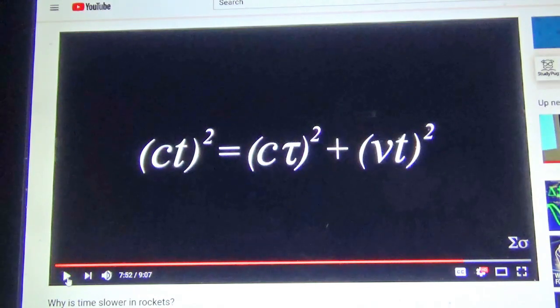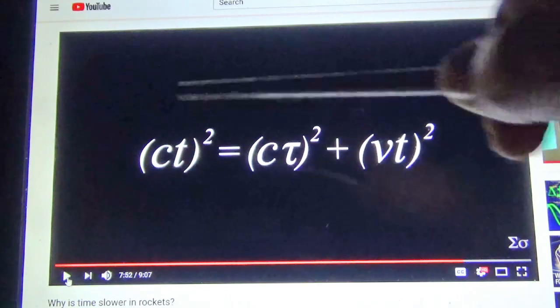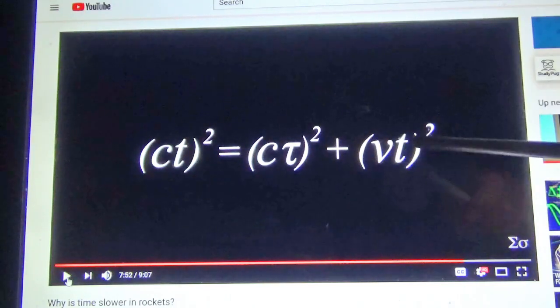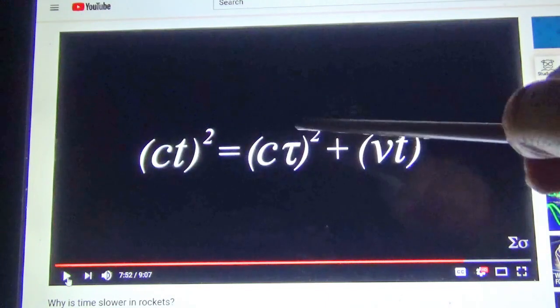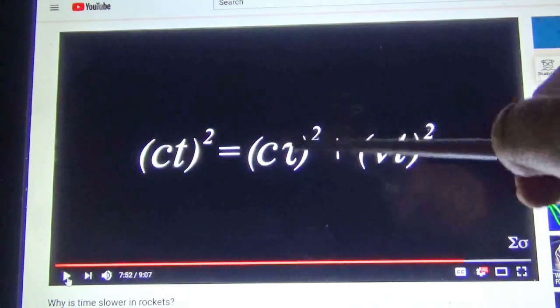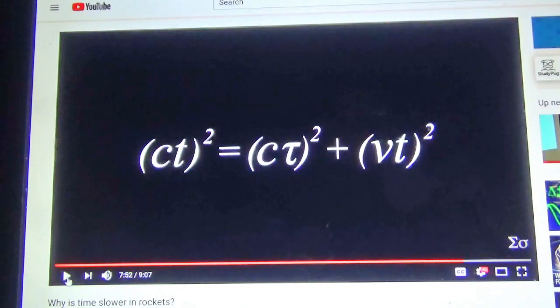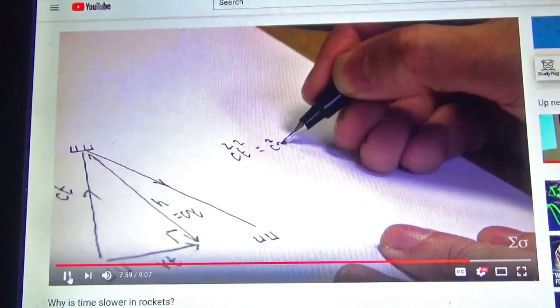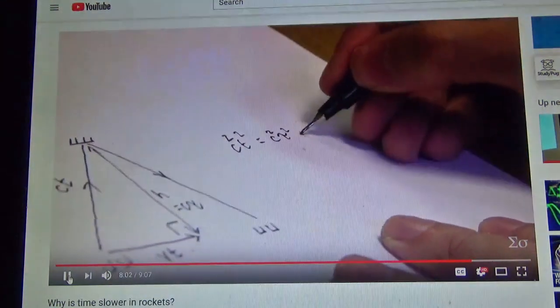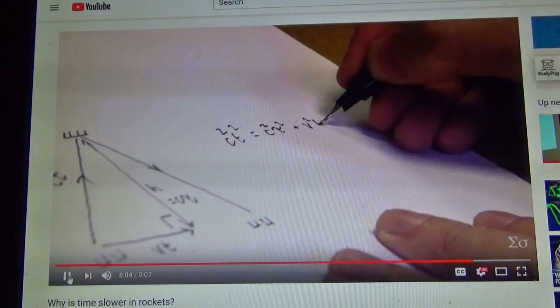So that's Pythagoras' theorem. And the query bit is, you've got t there and t there, but you've got a different time interval here, tau. So it's different. What's going on here? Let's carry on. Let's just write that down. We've got c squared t squared because we squared the whole thing. So it's c squared tau squared plus v squared t squared.